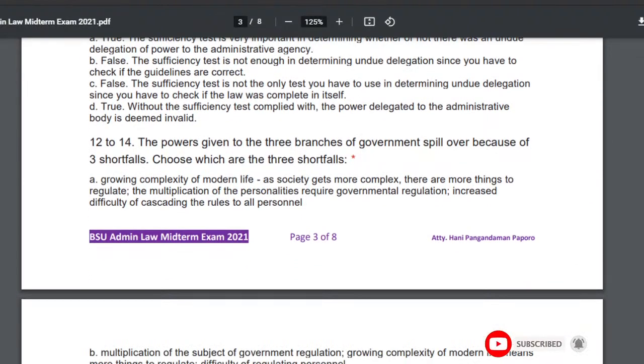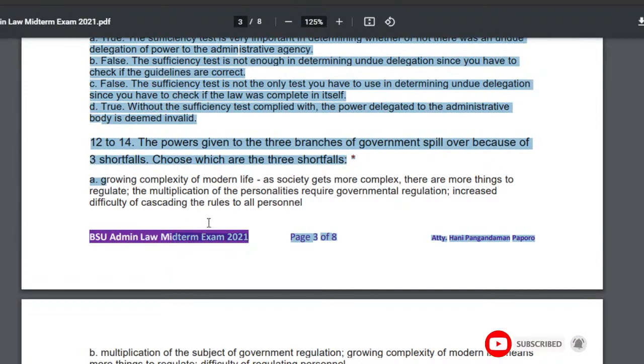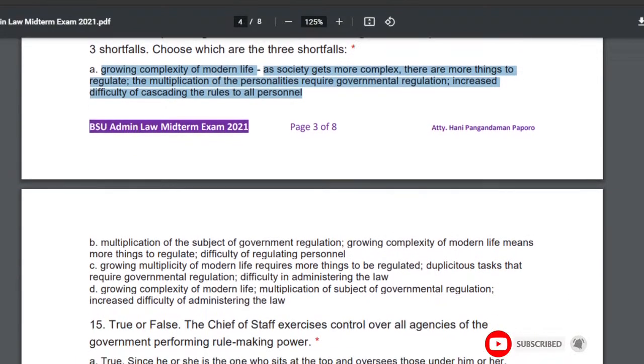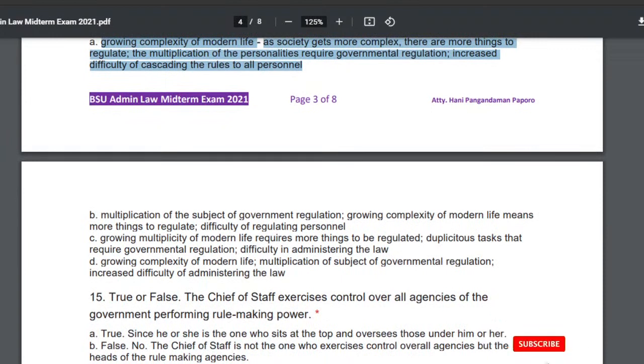Number 12 to 14. If you see this 12 to 14, it means that these particular items are equivalent to 6 points. Okay, the powers given to the 3 branches of government spill over because of the 3 shortfalls. And which of the following are the 3 shortfalls? So you go back to your module, check which are the 3 shortfalls. Okay, I've already discussed this earlier. You can do some screenshot for this particular slide or page.